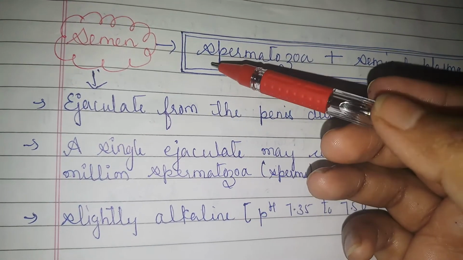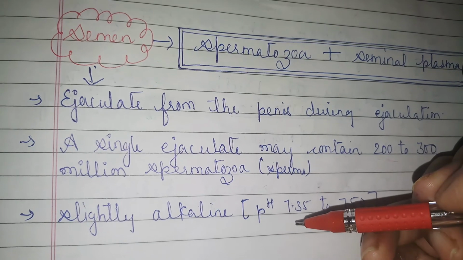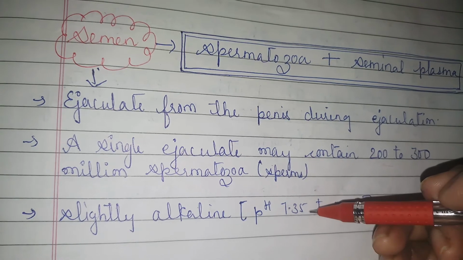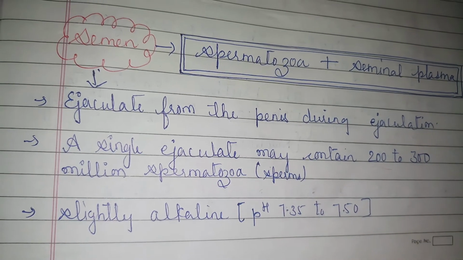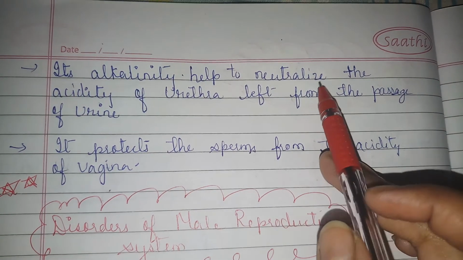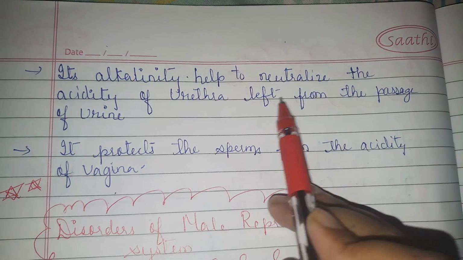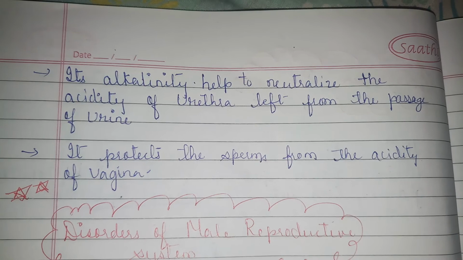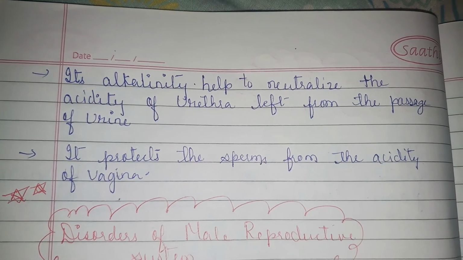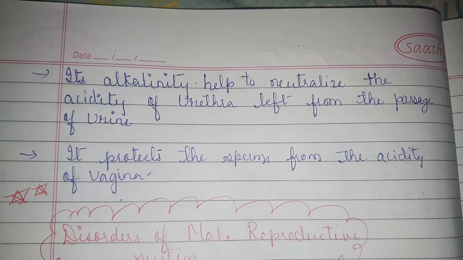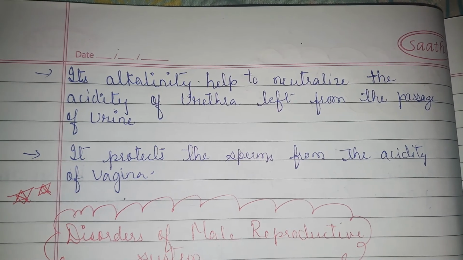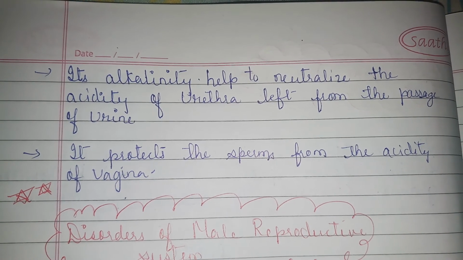And the semen is slightly alkaline. Again, it helps to neutralize the pathway. The pH is 7.35 to 7.50. Its alkalinity helps to neutralize the acidity of the urethra left from the passage of urine. It also protects the sperm from the acidity of the vagina. This we have already discussed. Now our next topic is the external genitalia, or the copulatory organ, the penis. We will discuss this afterwards in the next lecture.